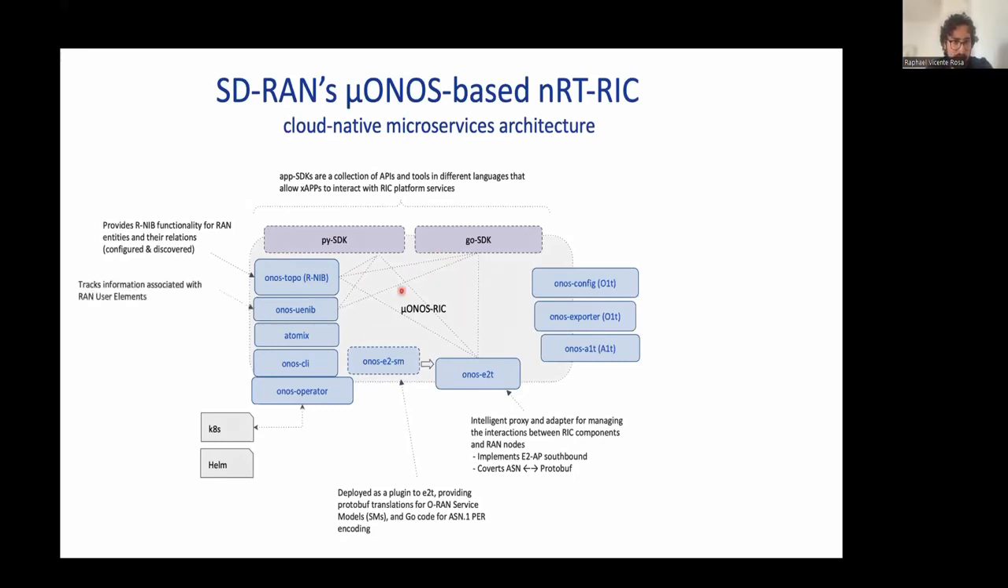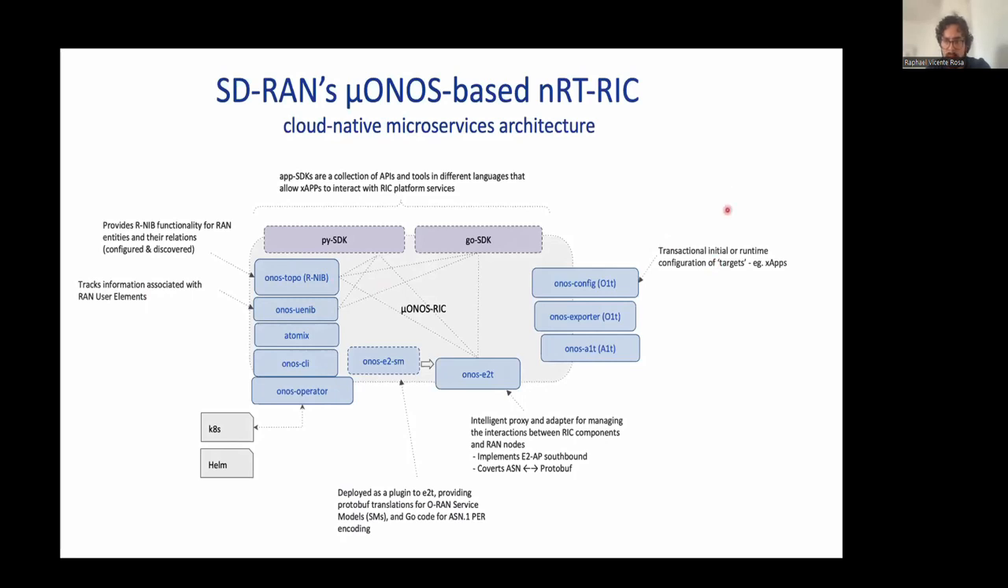And together with this RNIB, we have the definition of the UENIB. It's a different kind of storage that is defined for tracking the RAN user elements. So here is the information about the handsets that are related to the components in ONOS Topo. That was decoupled because the UENIB has certain properties that allow faster writes and reads of components than ONOS Topo, for instance.